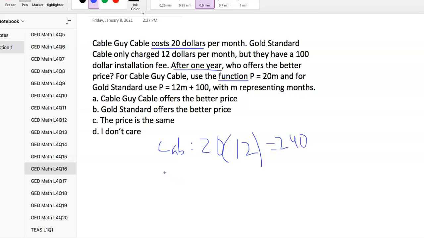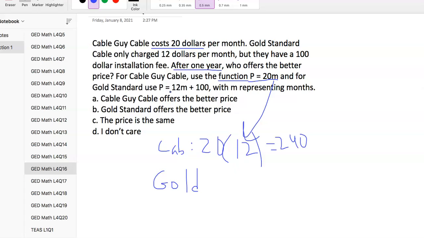And gold is the other one. Okay, and so gold, if you look at what we did, they said use the function P equals 20M, and that's what we did right there. We did 20 times M, which is months. 20 times 12 equals 240.